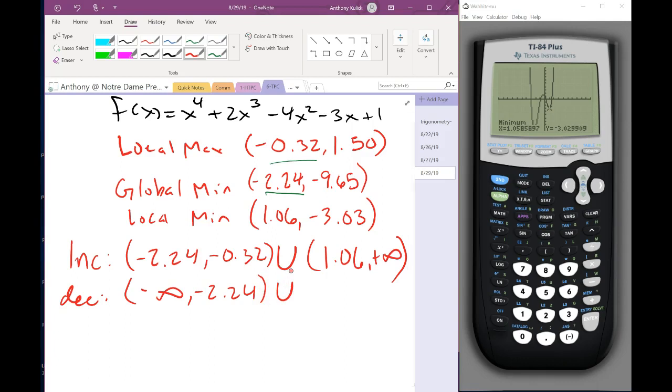And then my second decreasing part happens from my local max to my local min, that part right there. Everybody agree with that? So we'll go 1.06 to, I'm sorry, that's the second part. Negative 0.32, thank you, to 1.06. And do we see any constant parts here? Nada, I agree, no constant parts.